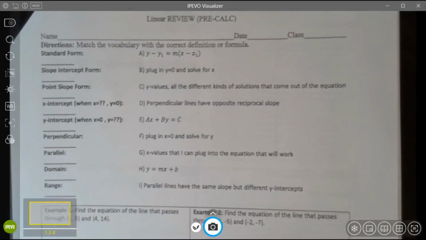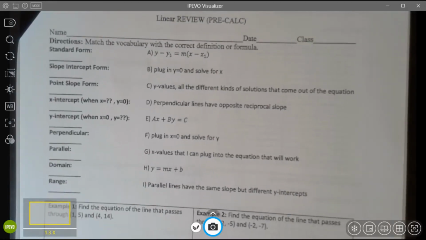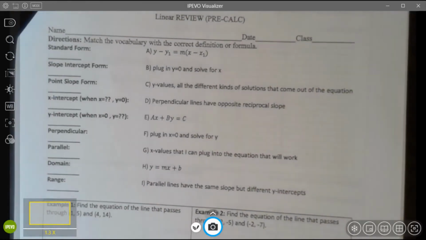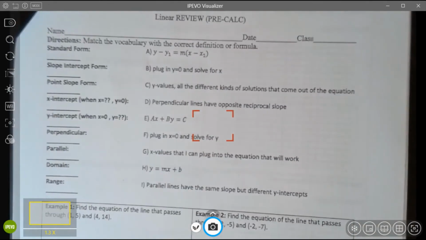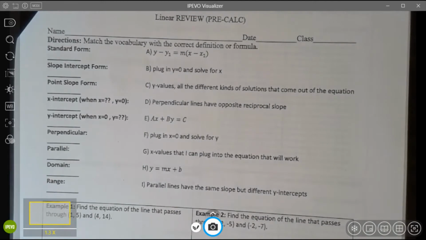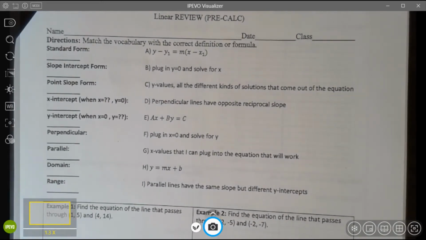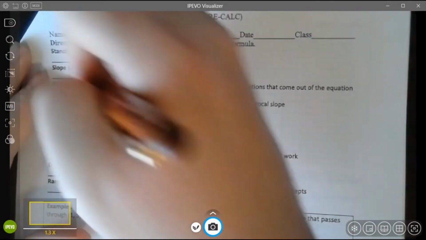So this next part is all about reviewing linear equations. The first part is really just reviewing some definitions. The first one, standard form. The standard form of any linear equation is the form ax plus by equals c. So this will be E.